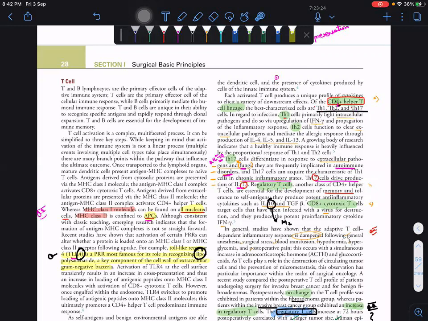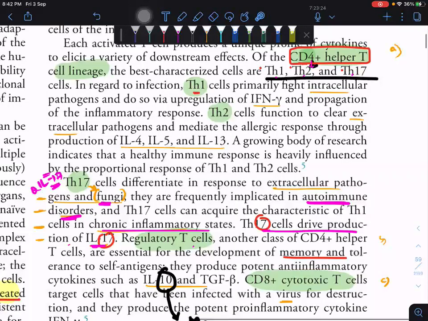So, TH1 is mainly involved in fighting intracellular pathogens. And we have the upregulation of interferon gamma. TH2 fights extracellular pathogens, and it's involved in the production of IL-4, IL-5, IL-13. And the TH17 cells are mainly involved in extracellular pathogens and fungi, and are implicated in autoimmune disorders.